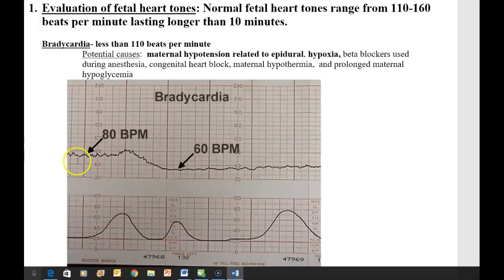We'll also change her position. Sometimes the baby can be compressed on a cord, causing a vasospasm. So we turn the patient. If this happens as well, we turn the patient.